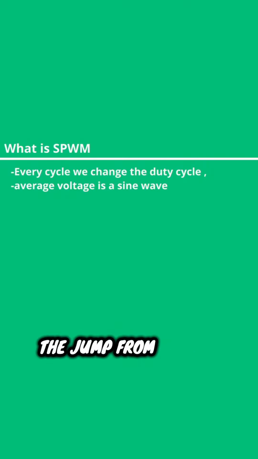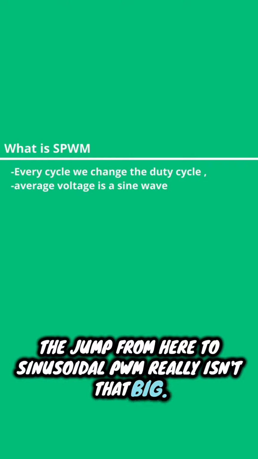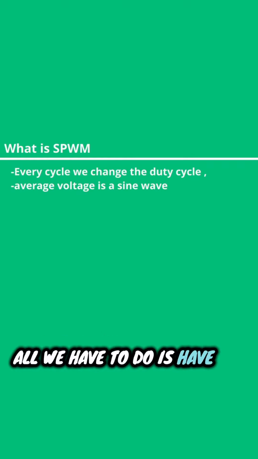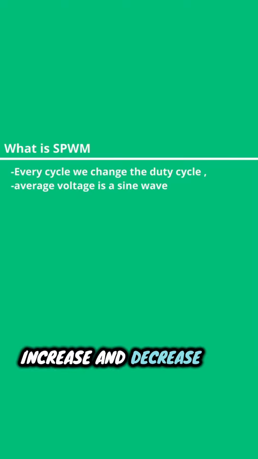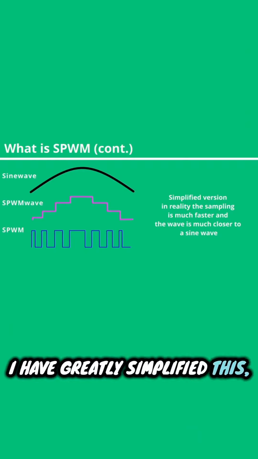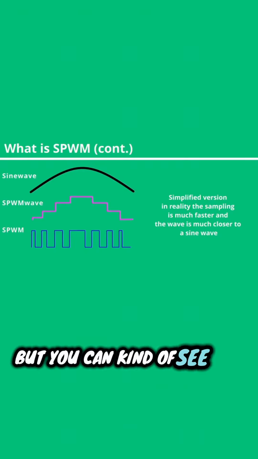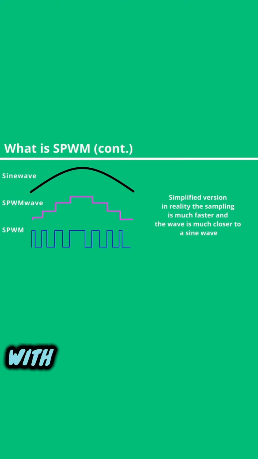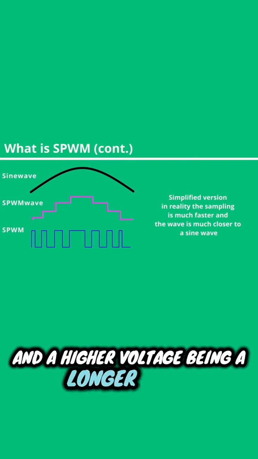The jump from here to sinusoidal PWM really isn't that big. All we have to do is have the duty cycle of our square wave increase and decrease in a sinusoidal way. I have greatly simplified this so the frequency is extremely low, but you can kind of see how this would work now, with a lower voltage being a shorter pulse and a higher voltage being a longer pulse.